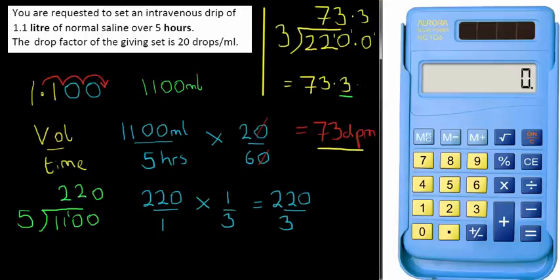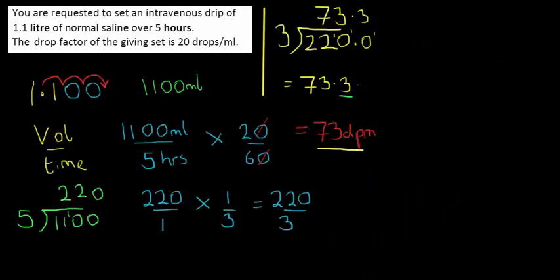Let's check all that with a calculator. And the nice thing about using the calculator is we don't have to do all of these steps. Once we have set up the 1100 over 5 times 20 over 60, we can put that directly into the calculator. So, clear the memory, 1100 divided by 5 times 20 divided by 60 does indeed equal 73.3 recurring, so that confirms our calculation. Excellent. On to the next question.